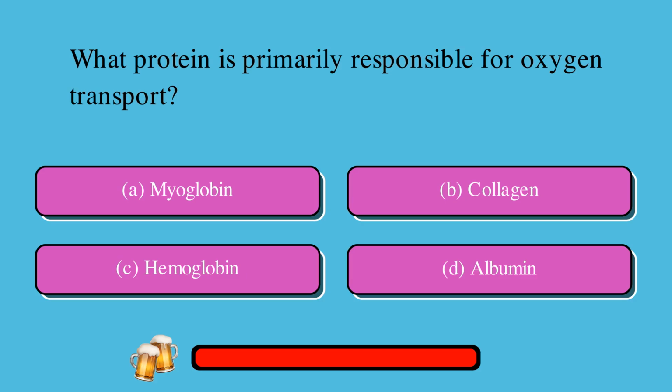What protein is primarily responsible for oxygen transport? A. Myoglobin, B. Collagen, C. Hemoglobin, or D. Albumin? The correct answer is C. Hemoglobin.